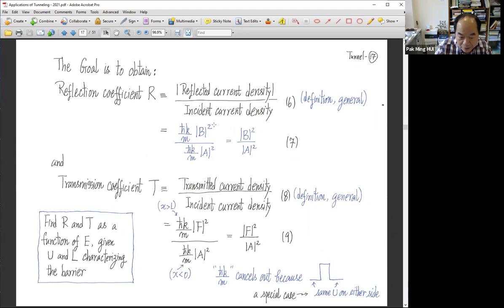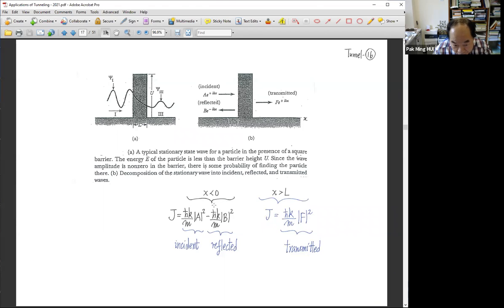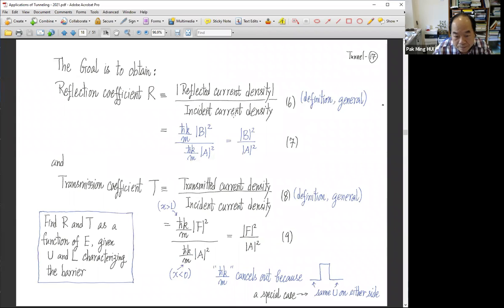Therefore, it means take this term divided by this term, okay? Then we are done. It so happens that the prefactor canceled out, and then we are looking for B over A. That is our target.